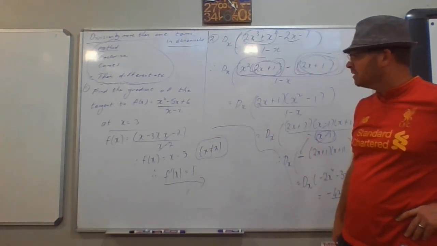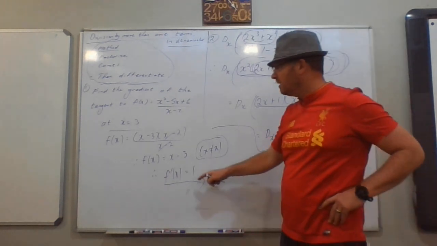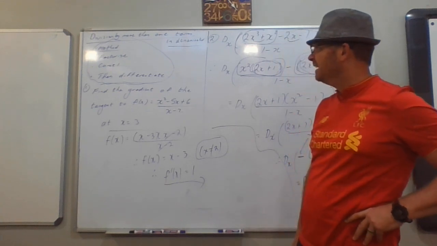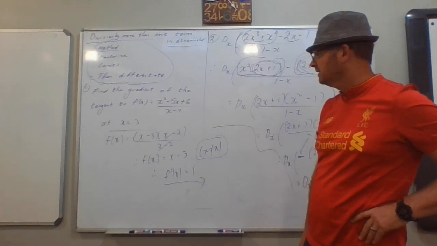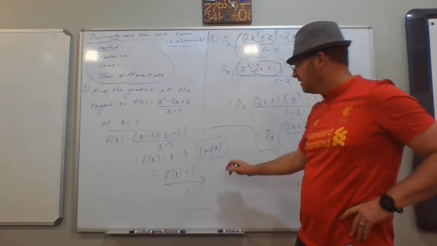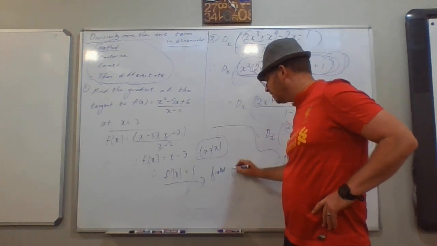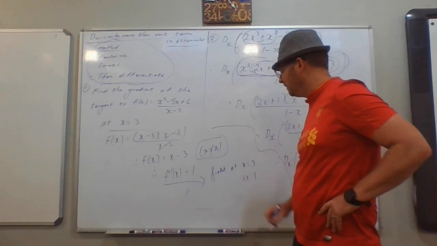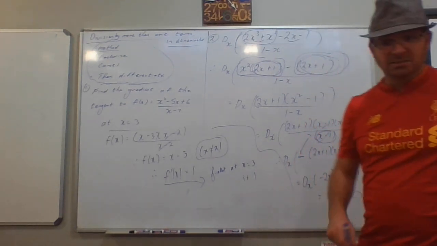Because the question was find the gradient at x equal to 3. Well, if f dash of x is equal to 1, squared minus 5, yeah, I did that all right, then the gradient everywhere on the curve, including at x equal to 3, is 1. Okay, bit of a layout question.